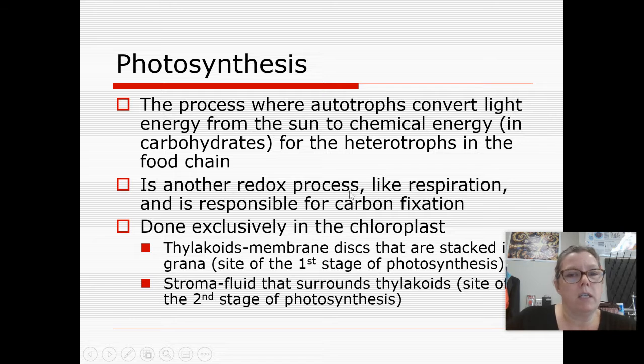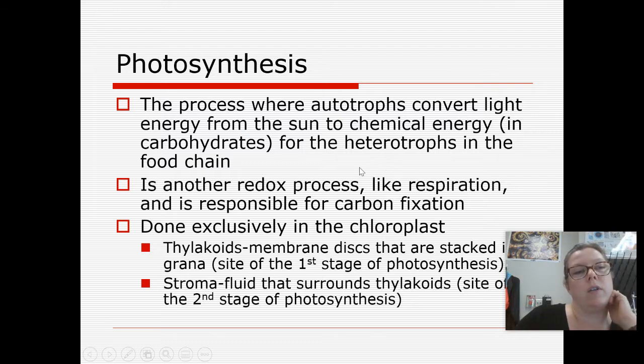So photosynthesis is an autotrophic process to convert light energy into chemical energy in the form of carbohydrates. Whereas respiration takes chemical energy from carbohydrates and converts it to chemical energy in ATP, this process is actually going to be the step that occurs before that in autotrophs, where you're making the carbohydrates themselves. Just like respiration, this is a redox process, sometimes not necessarily because electrons are stripped away, but because they're moved closer to one atom and further away from another.